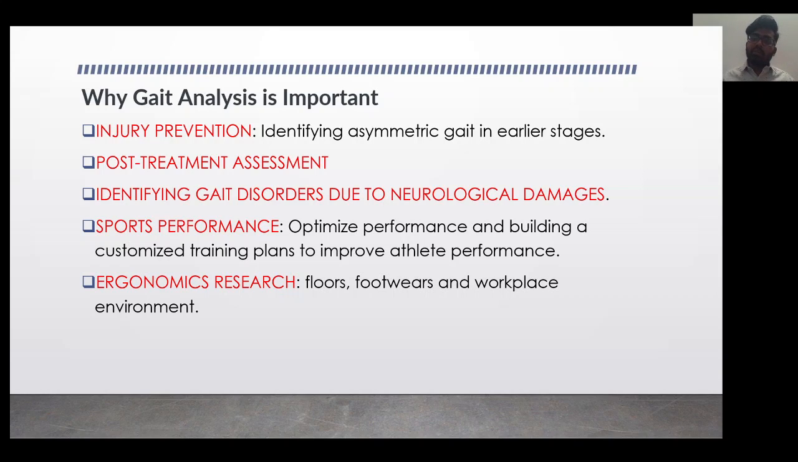For example, some people may apply more load on the right leg rather than on the left leg. Rectifying small mistakes might prevent them from creating injuries within the lower limb. This is the main reason: injury prevention. Post-treatment assessment is the second reason. For example, you have undergone an ACL injury or some kind of ankle sprain, or any kind of injury in the lower limb, and you are going through treatment. After the treatment, you are asked to do a gait analysis to see how far you deviate from the normal value of the gait.